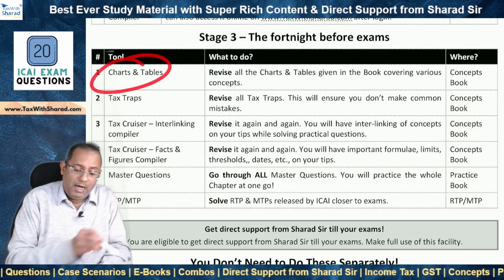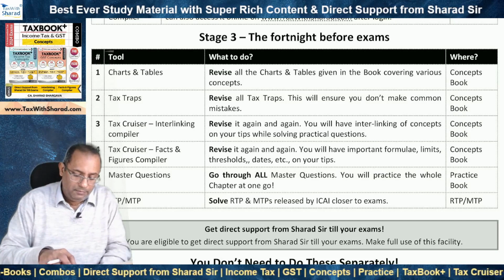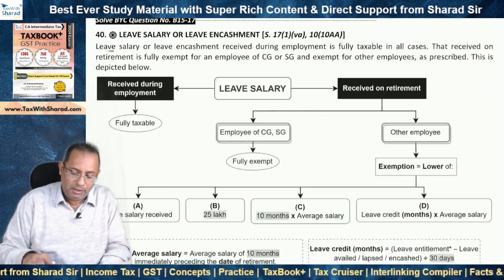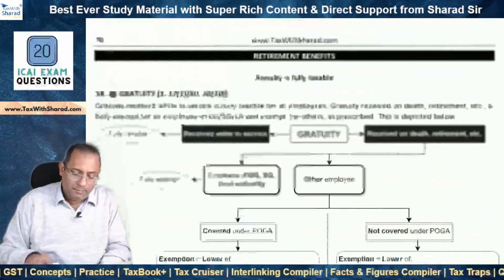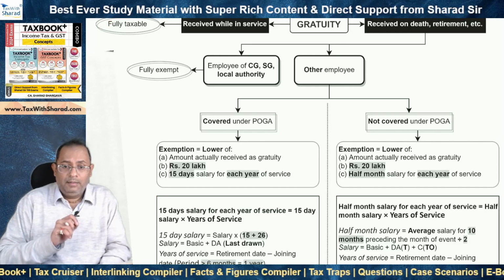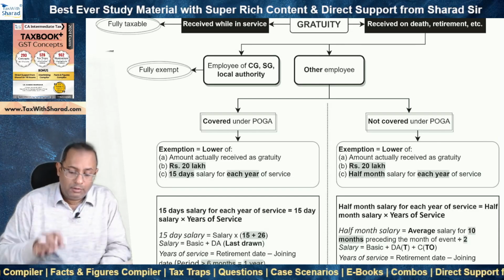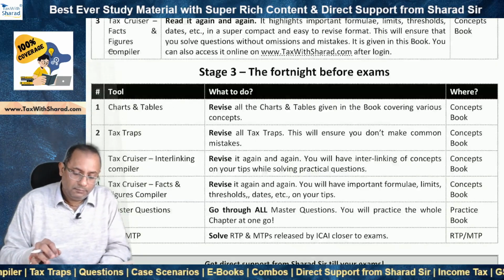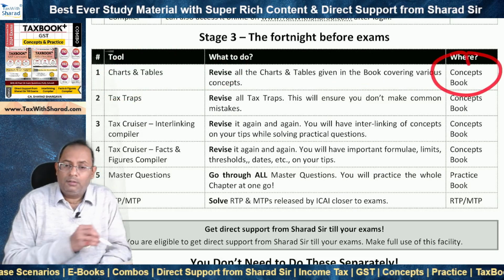So, charts and tables. There are numerous charts and tables across the book. For example, the salary chapter. You have this leave salary and leave encashment chart. Then you have this pension chart. Then you have this gratuity chart. So how does the chart help? It helps in super quick and easy understanding. It helps to remember. It helps to memorize. It helps to grasp. It helps in quick revision closer to the exams. So what do you need to do? Charts and tables. You revise all the charts and tables given in the book covering various concepts in the concepts book.